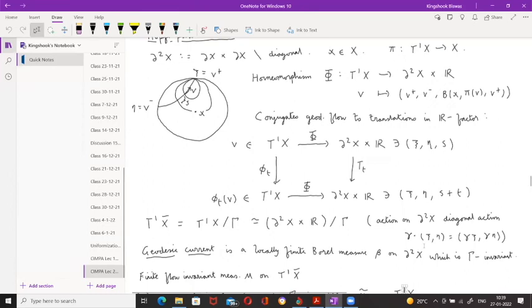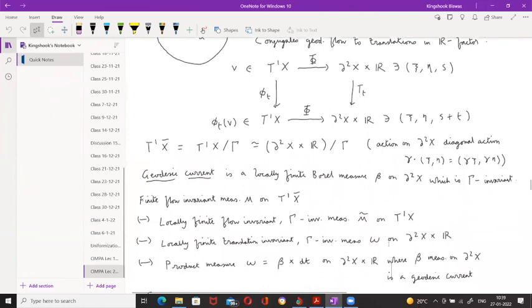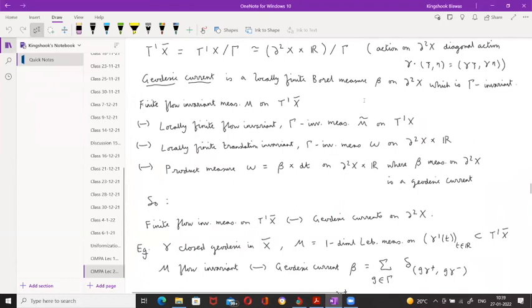Now, what is a geodesic current? A geodesic current is a locally finite Borel measure beta on the space del2X which is gamma invariant.